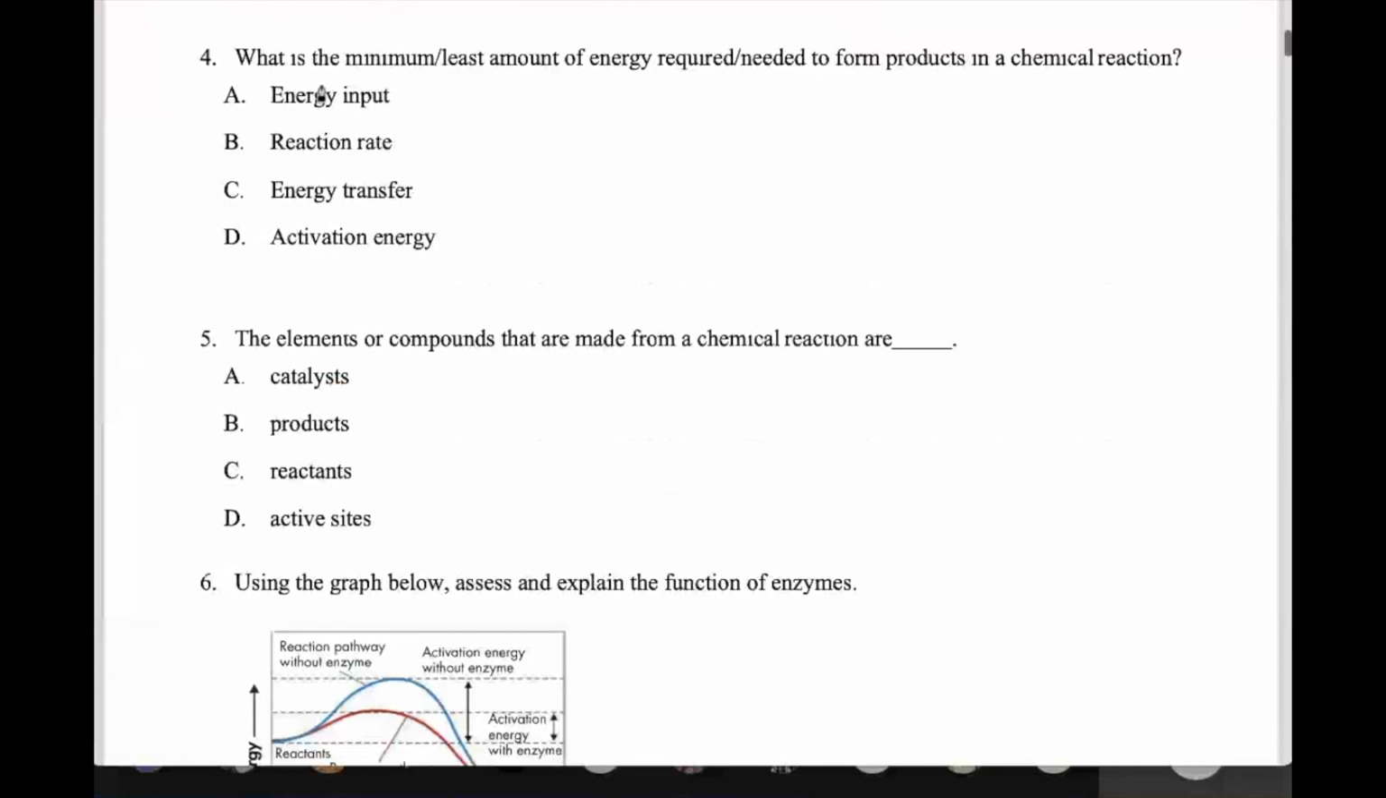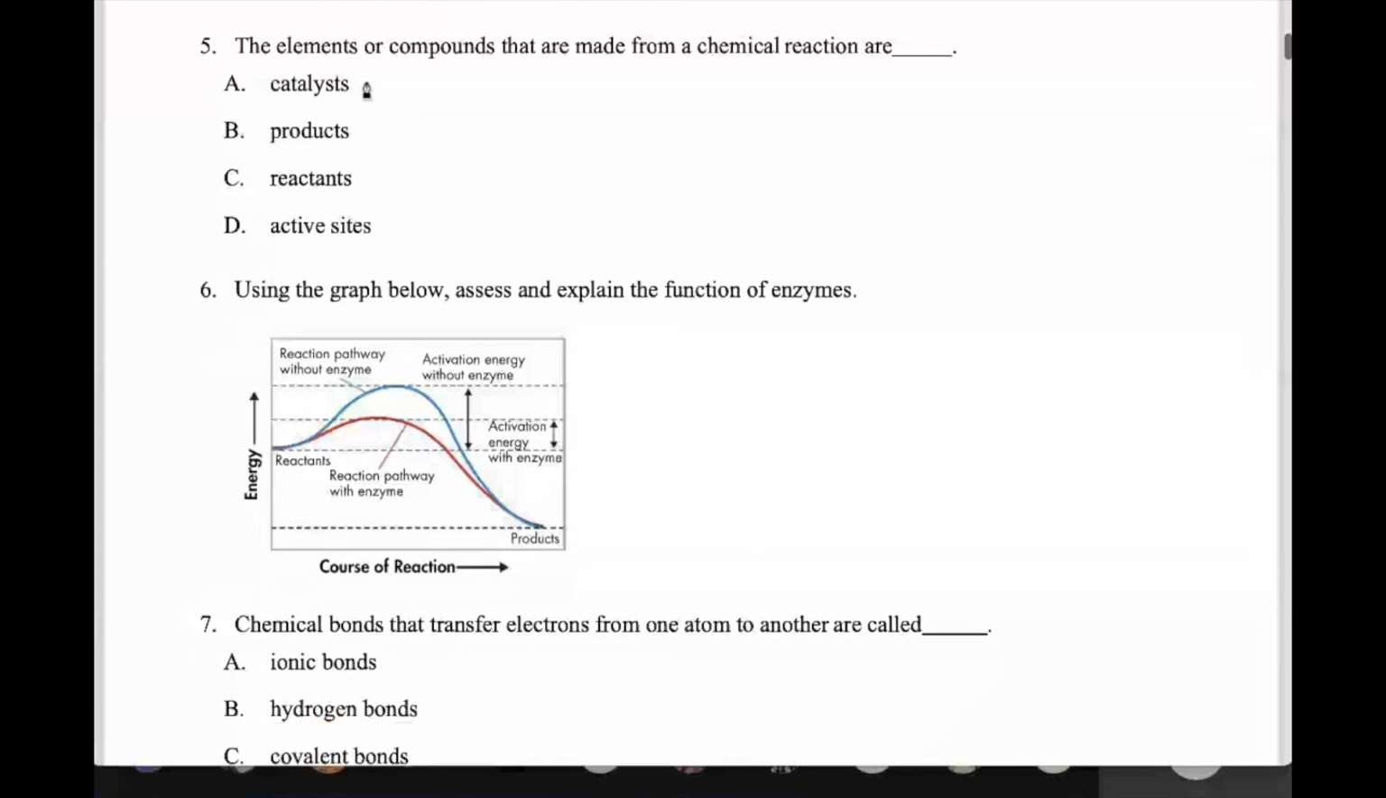What is the minimum or least amount of energy required to produce the products? Activation energy. Good. Do enzymes increase activation energy or decrease activation energy? Decrease. Very good. Decrease.